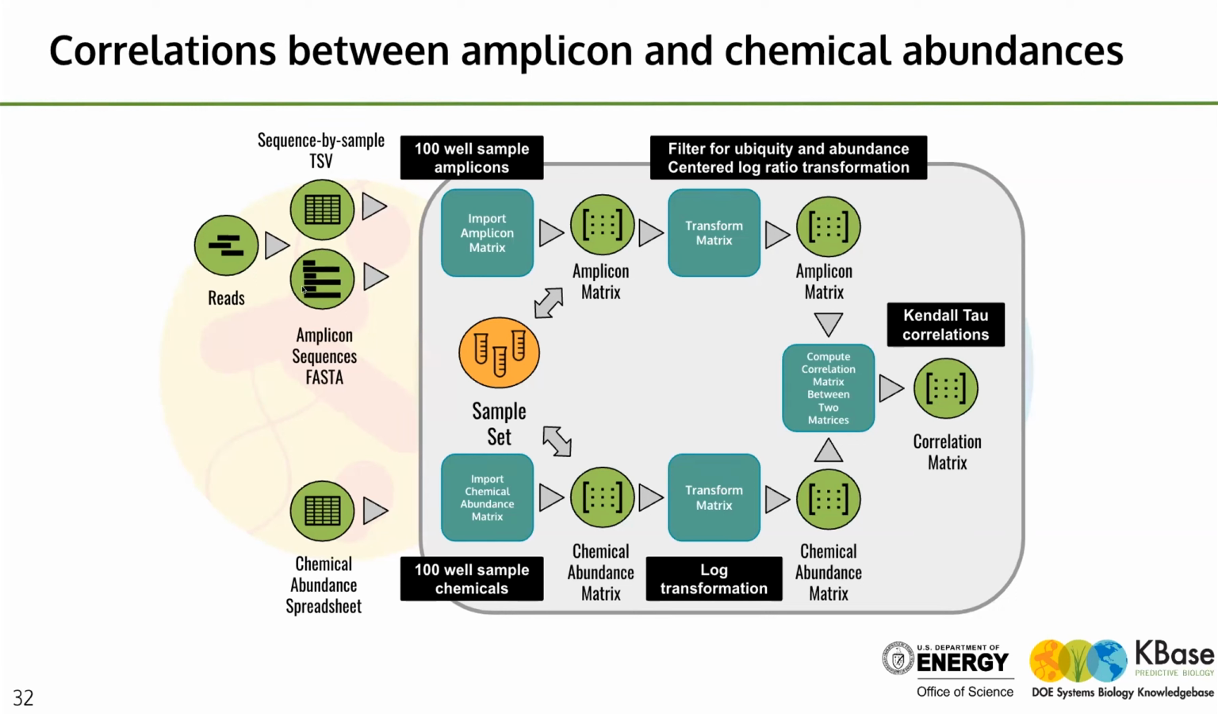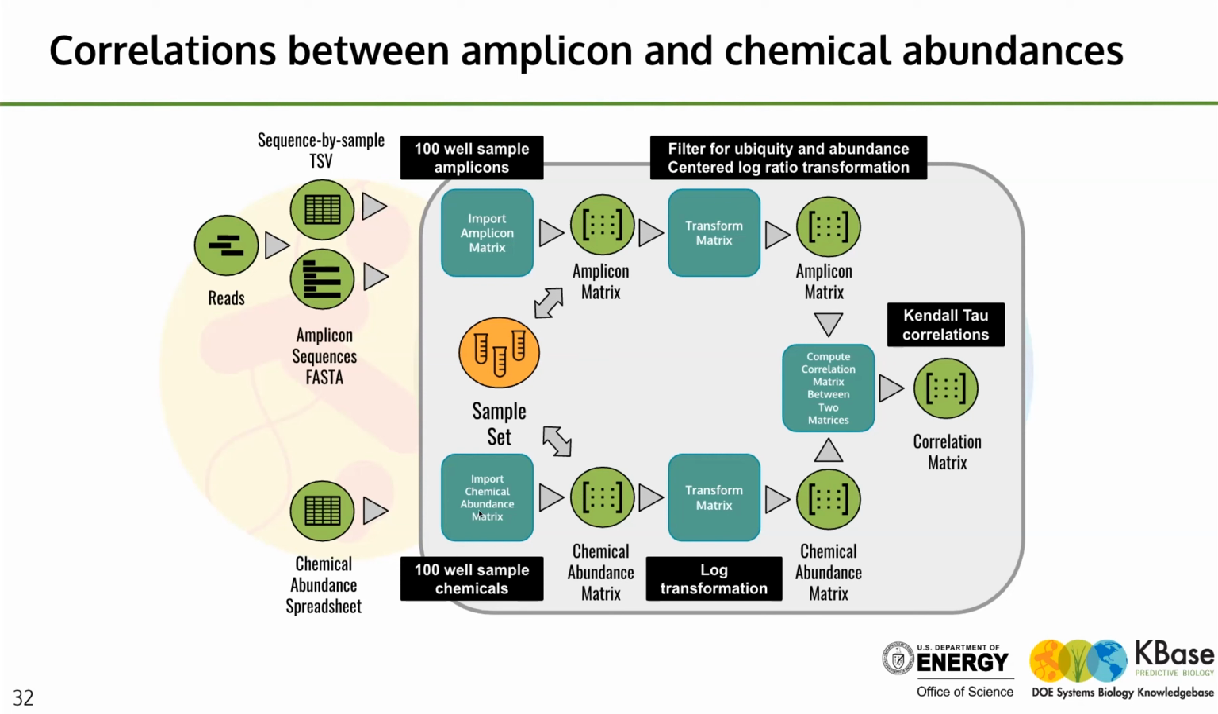So in this particular case, we at the moment don't allow you to do 16S read analysis on the system, but you can do that read analysis off system and create amplicon OTU tables and 16S sequences. You can upload an amplicon matrix. You can then transform that matrix to normalize it in various ways. You can then do the same thing for chemical abundance and bring that onto the system.